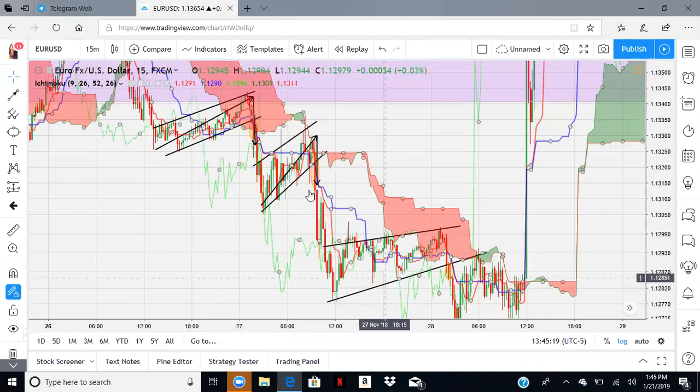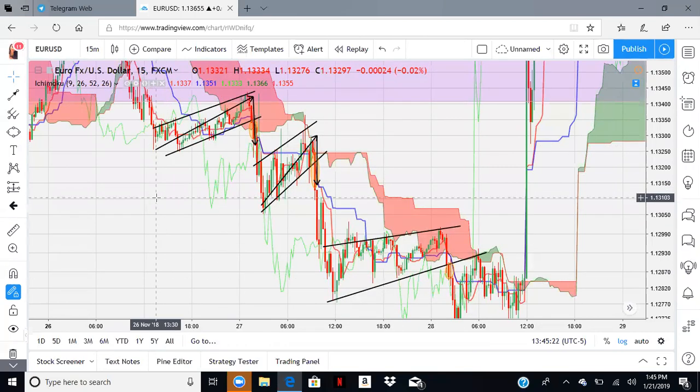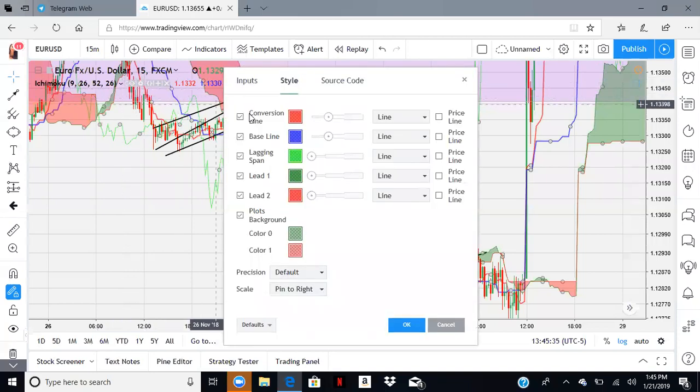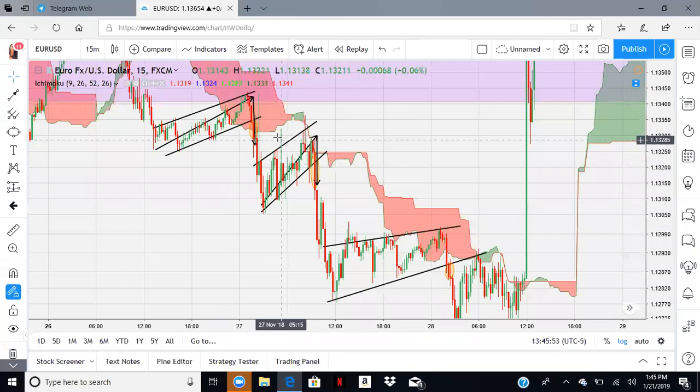So this is normally what the indicator looks like. To me, it's a lot. It's too much. Right under the currency, where it says Euro USD, it will list the indicator. So you'll click the settings wheel here. We're going to remove the conversion line, the baseline, and the lagging span. Okay, so take a picture of this if you need to, or look back on the recording later. Then make sure you click OK. I just want the cloud itself. I just want the cloud.